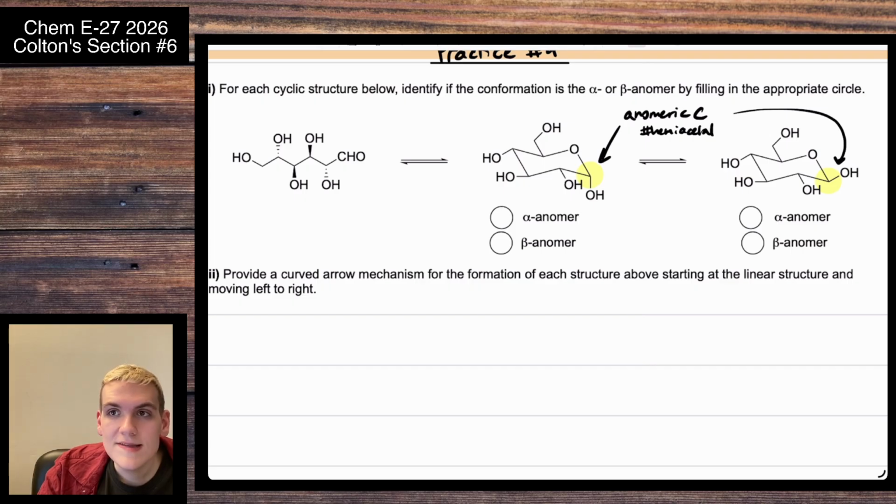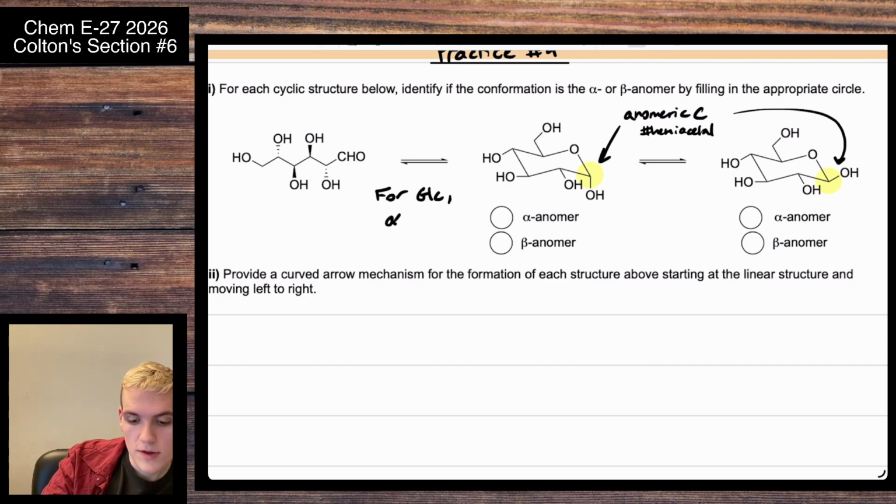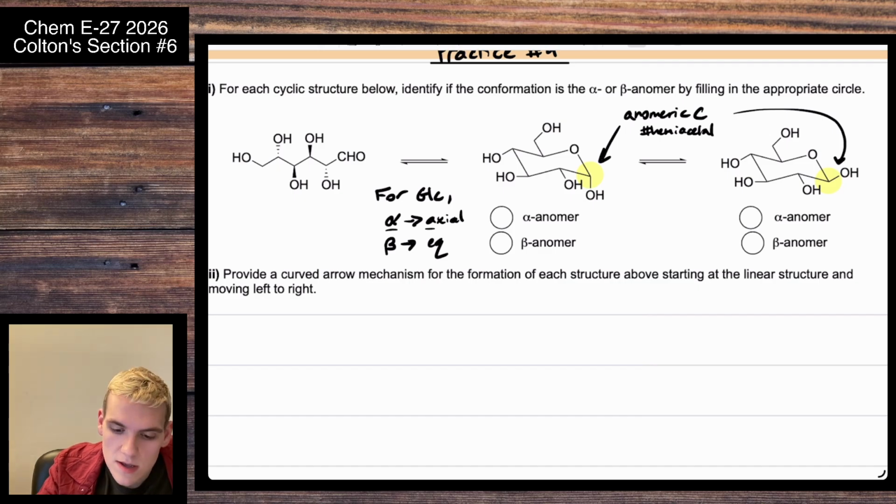So there is actually a technical terminology for all these sugars, and I'm about to tell you something that's not true for every sugar, but it is true for glucose. So for glucose, the alpha anomer puts the OH axial, and the beta anomer puts the OH equatorial. And again, I think alpha axial is kind of easier to remember. So this one right here in our anomeric carbon, it has the OH axial, so this is our alpha anomer. And then over here on the right, we have our beta anomer here.